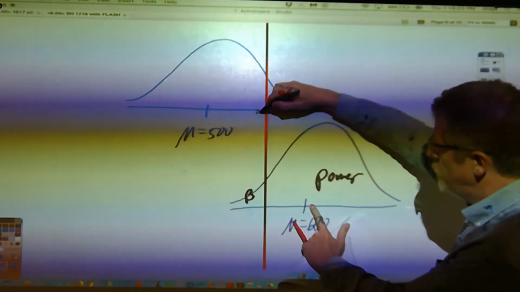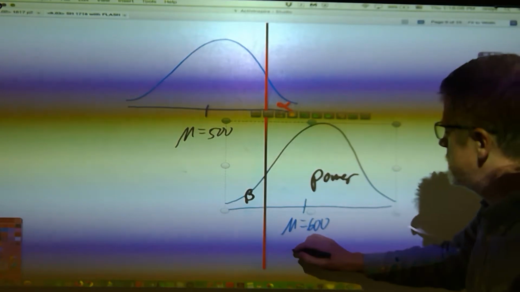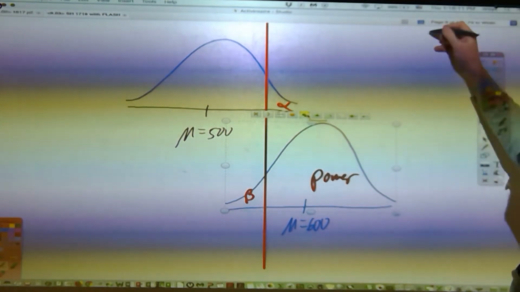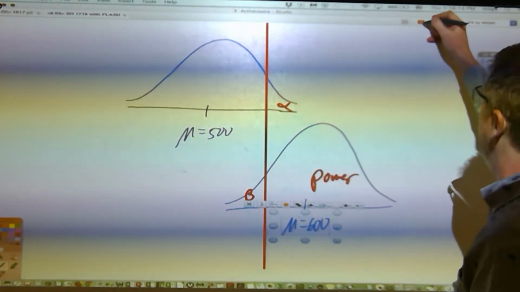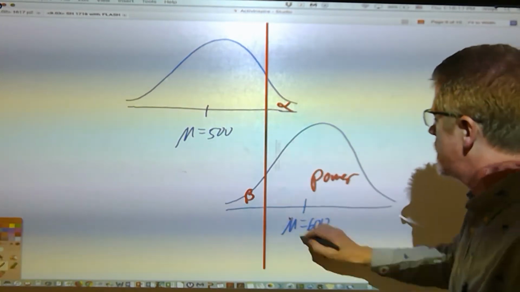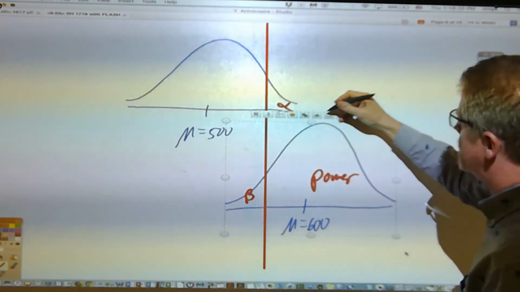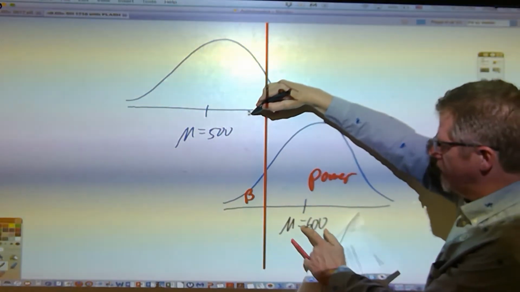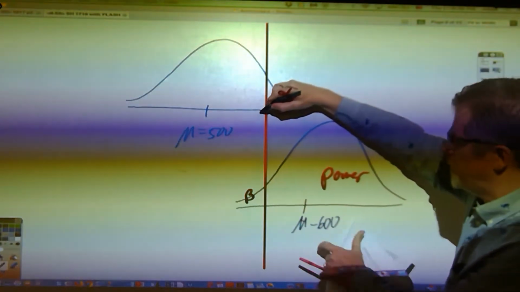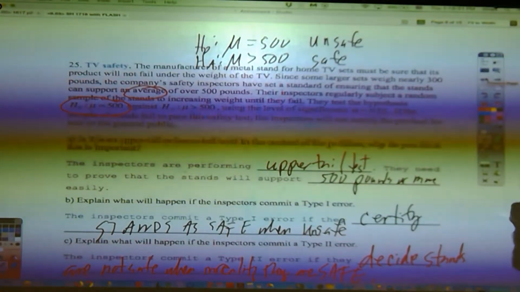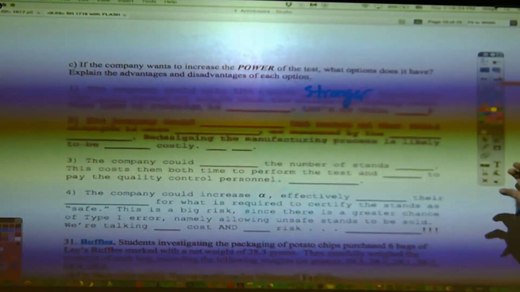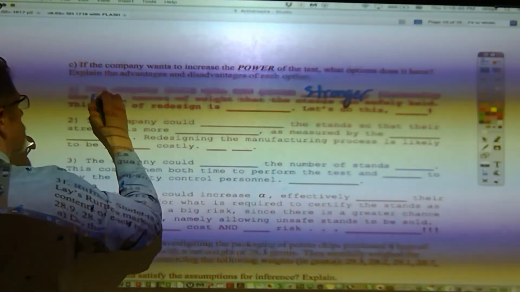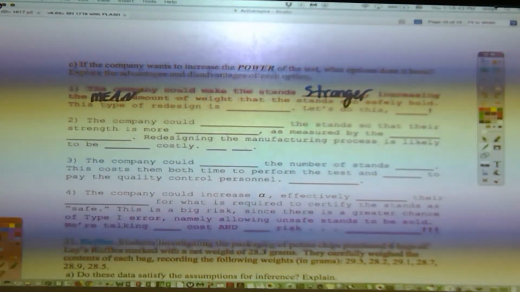If I move this bar over, now I see what I want to do in terms of selecting. I want to select all this and group it so you can actually see what's happening mathematically. To make the stand stronger, instead of 600, we're moving to 700, 800, 900. That would increase power. We can see it in the diagram. However, that would require increasing the mean amount of weight that stands can hold.